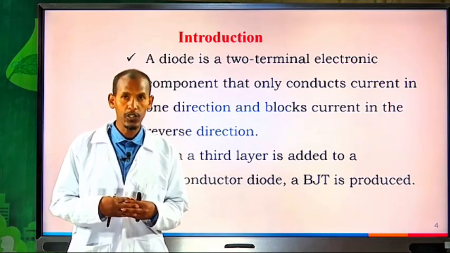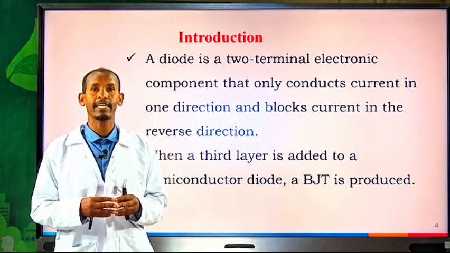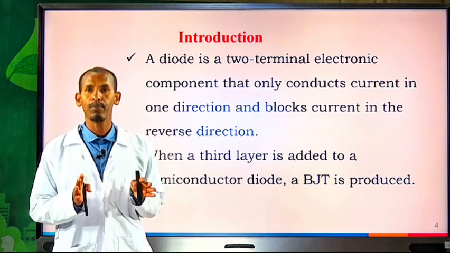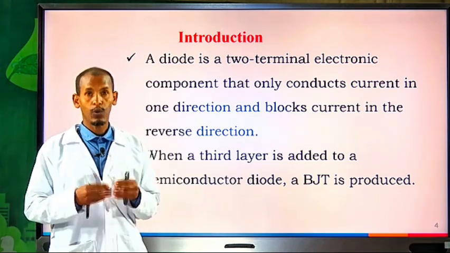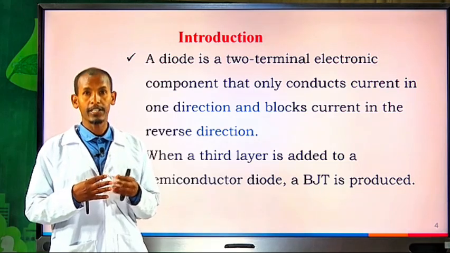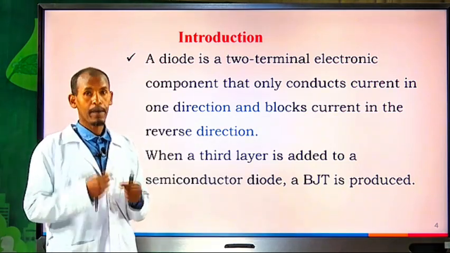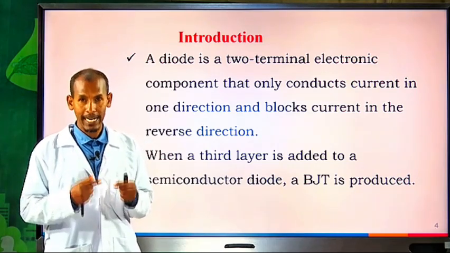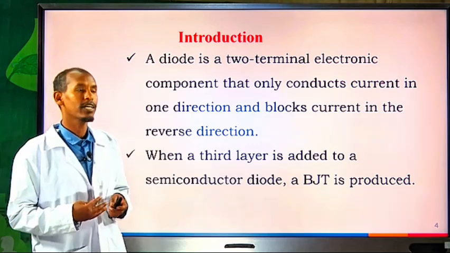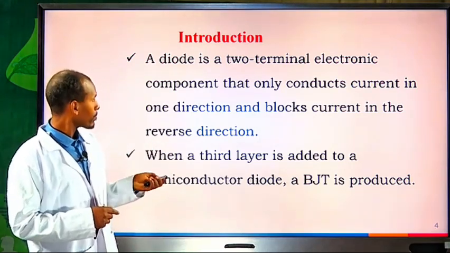A diode is a two-terminal electronic component that only conducts current in one direction and blocks current in the reverse direction. And when a third layer is added to a semiconductor diode, a bipolar junction transistor is produced, which is used for many electronic circuits.